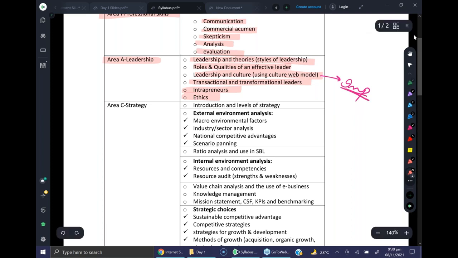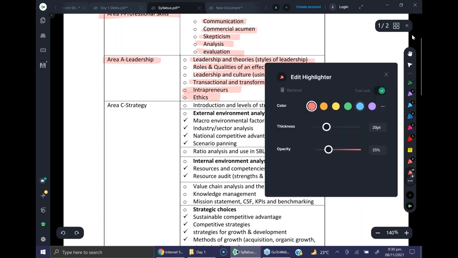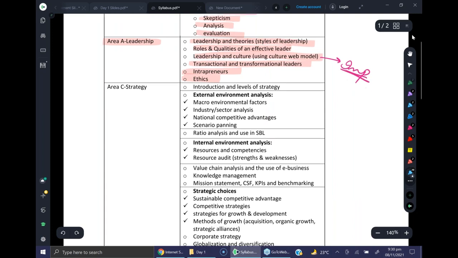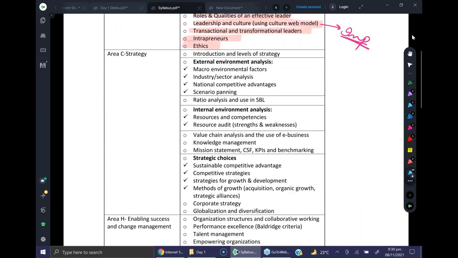Okay. Next, syllabus area C, a very important area and a pretty long one, and you do get many questions. If you look at your past exams, there are many questions on this particular area of strategy. So syllabus area C: introduction and levels of strategy. For example, the corporate strategy, the competitive strategy or business strategy, and then operational strategy. You need to have that basic idea. Then external environment analysis covers macro environmental factors, industry specific factors, national competitive advantage using Porter's diamond model, scenario planning. Then you should also know some of the ratios, and how these are used in SBL.